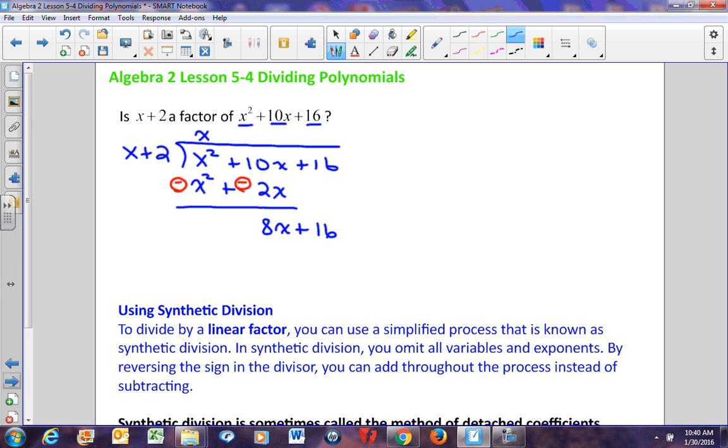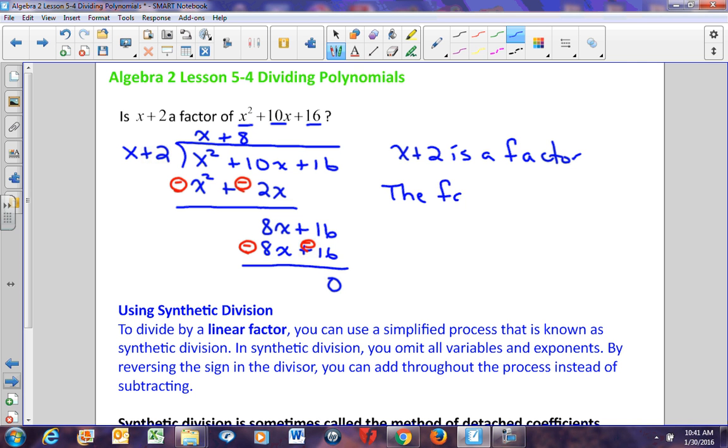What do I need to multiply x by to get 8x? I have to multiply by 8. 8 times x is 8x. 8 times 2 is 16. When I change all my signs, everything cancels out. I have a remainder of 0. So, since I have a remainder of 0, x plus 2 is a factor. So, the factors of x squared plus 10x plus 16 would be x plus 2 times x plus 8. There we have it.